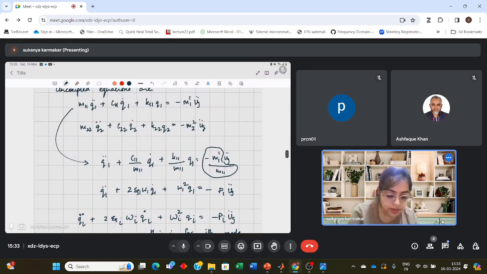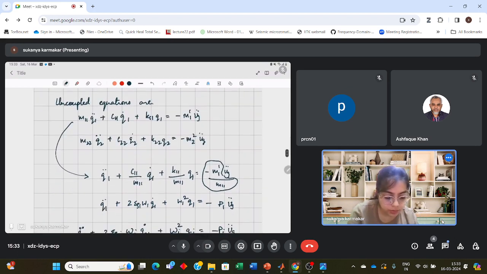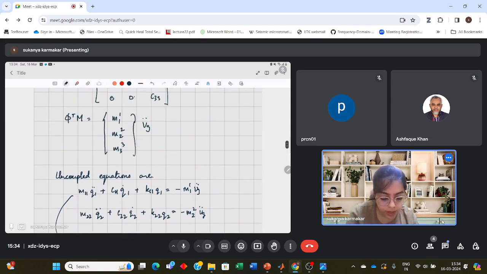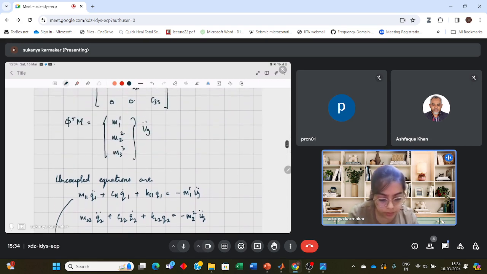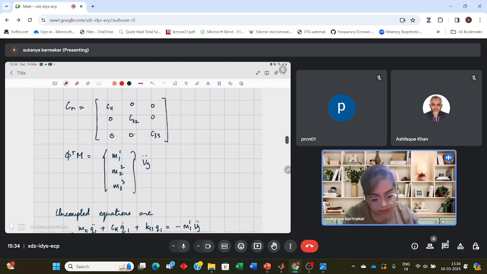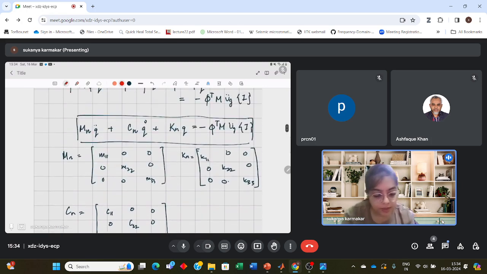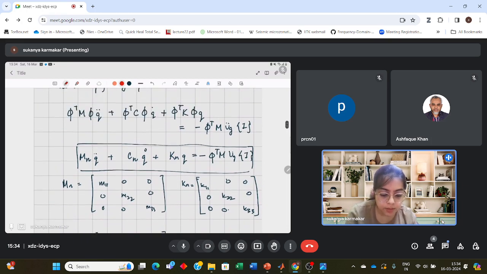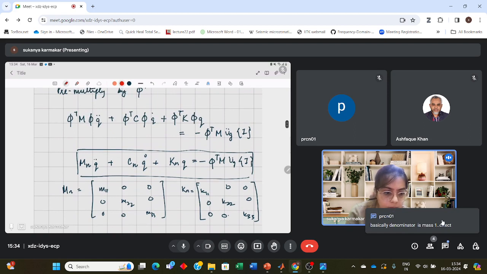How did I get it? See, like I'm telling, this is the participation factor for this mode. Here in the denominator, I'm getting the term M11. Where does this M11 come from? M11 comes from this equation. From where did I get this equation? From this equation, by pre-multiplying by phi transpose.